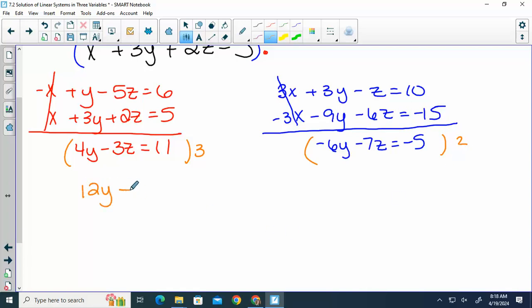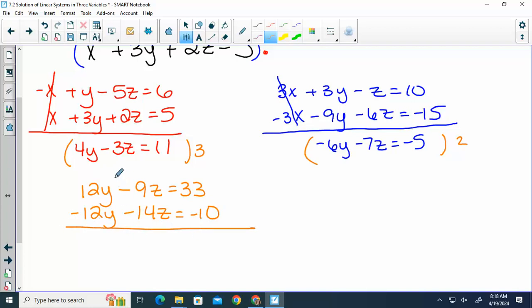So 12y minus 9z equals 33. Negative 12y minus 14z equals negative 10. So those cancel. Negative 23z equals 23. So z is negative 1.